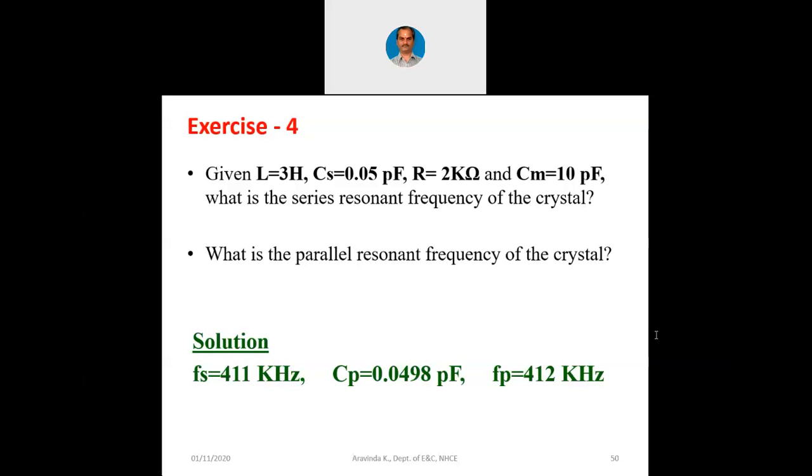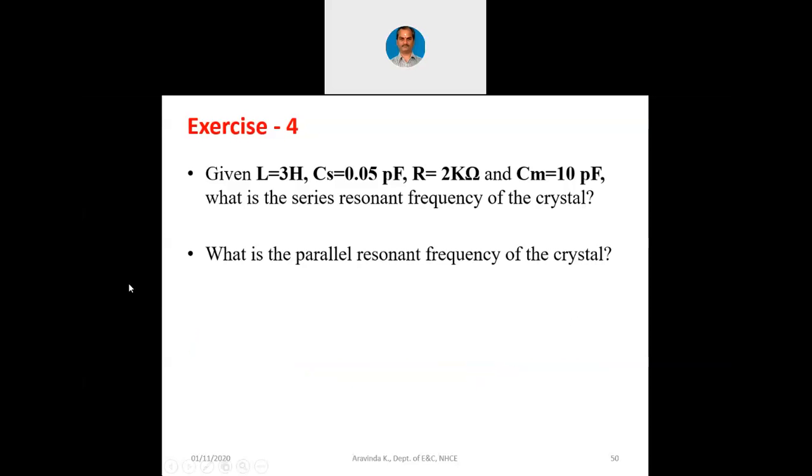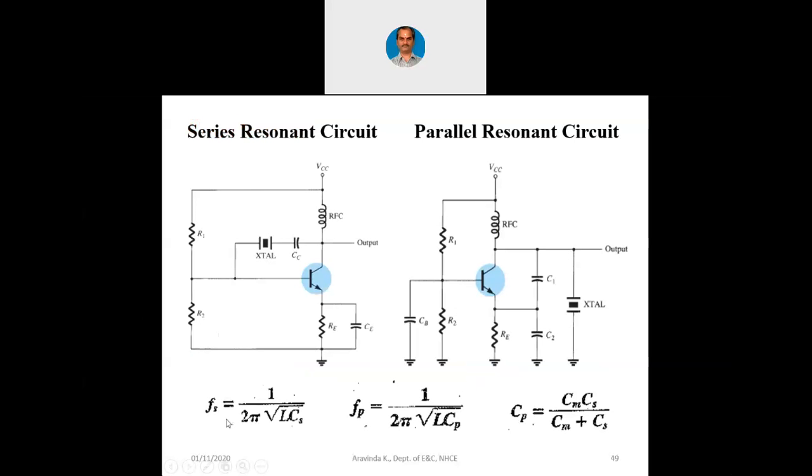Okay. Can you show the formula once again? Okay, let me show the formula. Fs is 1 over 2 pi square root of L into CS, where you have to substitute the value of inductance and the series capacitance. Now, for Fp, we need 1 over 2 pi square root of L into CP, where CP is nothing but CM into CS divided by CM plus CS, the mounting capacitance and the compliance, its product divided by its sum. So, this is the formula.